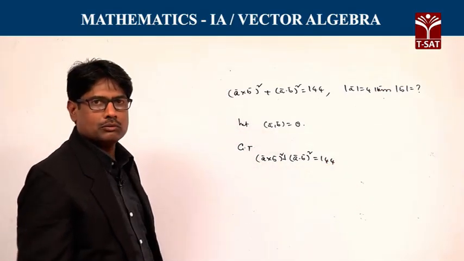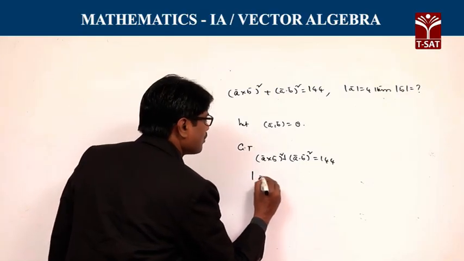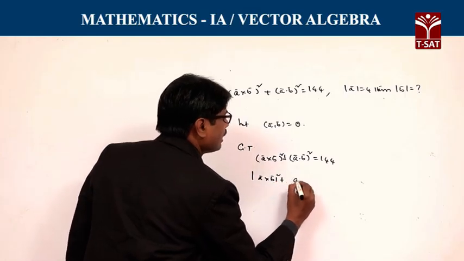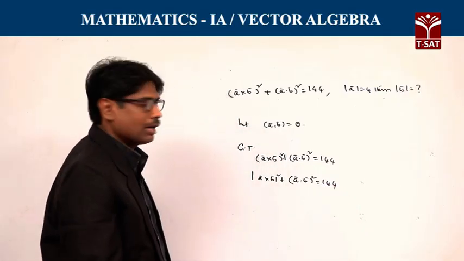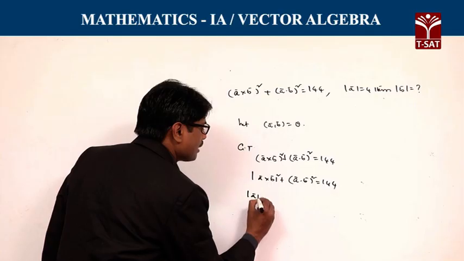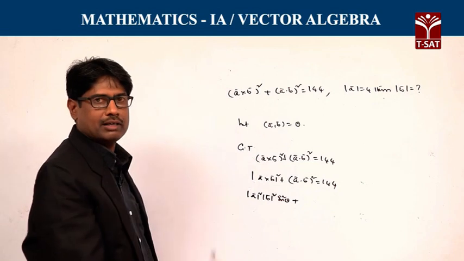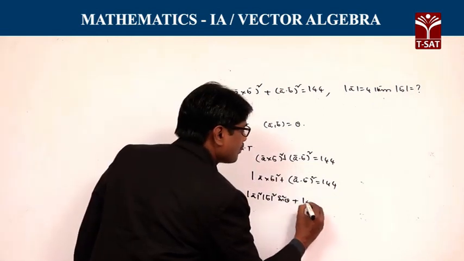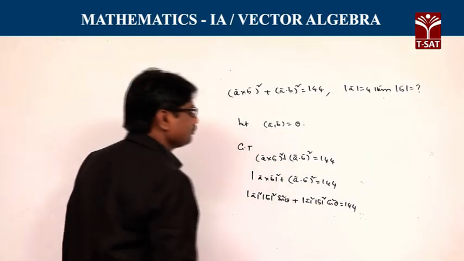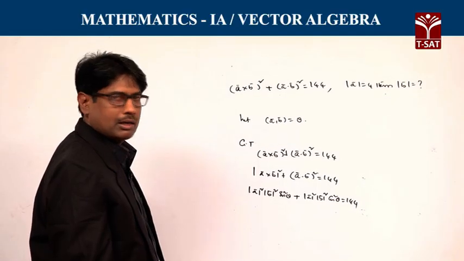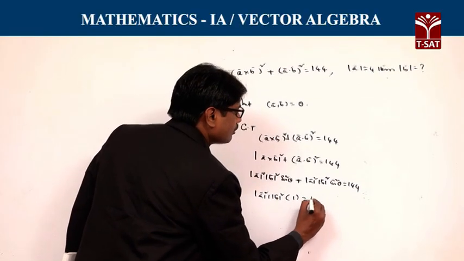In earlier classes I also told you a bar square is nothing but mod of a bar square. So here we have mod of a bar cross b bar whole square and a bar dot b bar whole square is equal to 144. According to the cross product, it will be magnitude of a bar square, magnitude of b bar square, sin square theta, plus, similarly, mod of a bar square, mod of b bar square into cos square theta, equal to 144. Taking a bar and b bar common, mod of a bar square into mod of b bar square times of 1 is equal to 144.